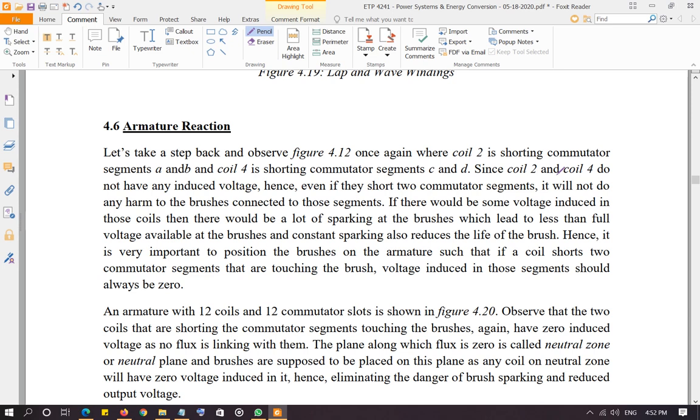What is armature reaction? Armature reaction happens in every motor, every generator, and it is a phenomenon which is undesirable. It can lead to sparking at the brushes that can reduce the life of the brushes. In generators, it can lead to producing a terminal voltage which is less than the voltage that can be produced without armature reaction. So let's understand what is armature reaction.